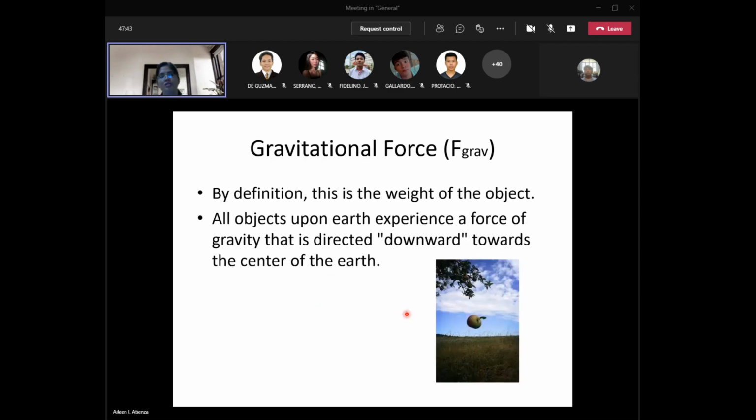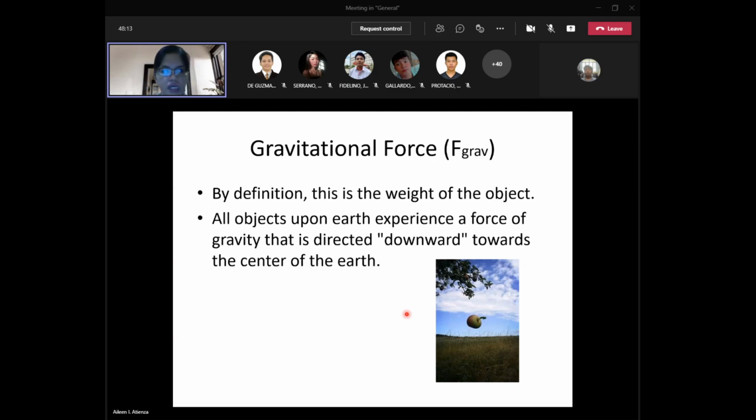So by definition, when we're talking of gravitational force, this is simply the weight of the object. In determining the weight of the object, we have mass times the acceleration due to gravity to get the weight. That's why there's an action in there of gravity, because weight is mass times the acceleration due to gravity.